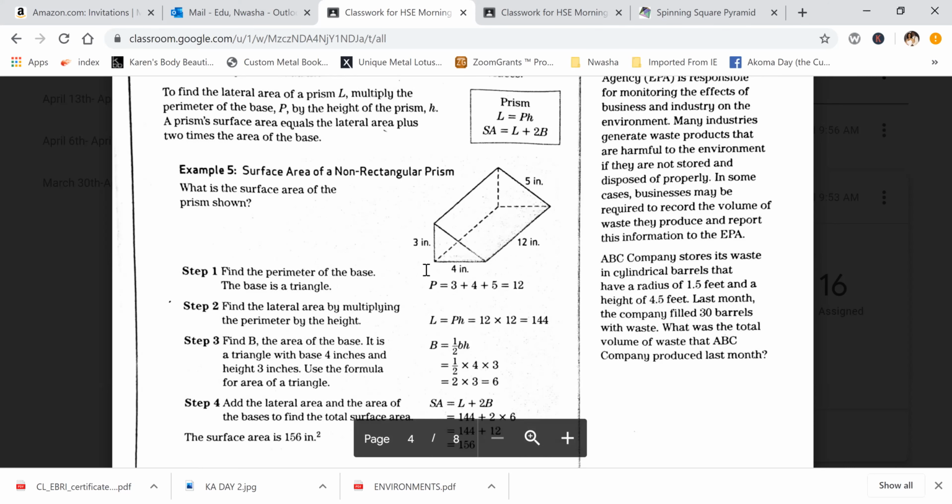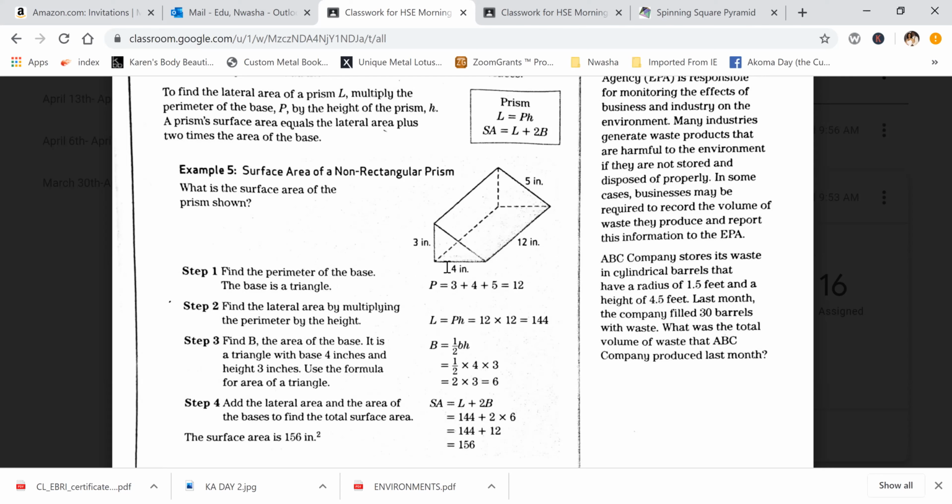So what you just figured out was the perimeter of the base and then the lateral area. And now you need to find the actual base that it's sitting on. So the one base that they're talking about is the cross section of the triangle. The other base, it says, find B, the area of the base. You're going to do the area like you would have done a regular triangle. So 1/2 of the base times the height.